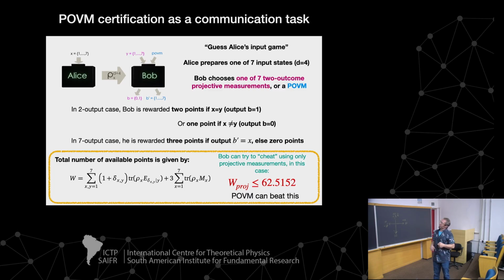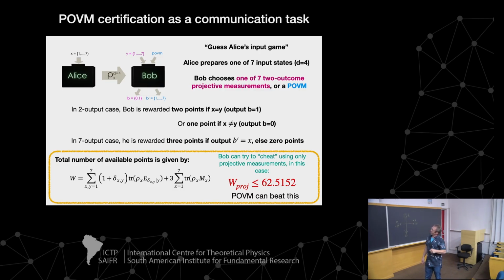Then you can say, okay, what's the total number of available points? You can create this score function, which depends on the probability of doing the projective measurement and the probability of doing the actual POVM measurement. And let's suppose Bob's trying to cheat. He's saying, I have the POVM, but he really doesn't have it. He's just saying he does and trying to reconstruct the results with projectors. You can do a bunch of optimization with semi-definite programming and so on, which is what was done with this score function. The details are not worth getting into. But you can show that the upper limit for this score function for projective measurements only is given by this weird-looking number here. And the point is that if you include the POVM measurement, you can obtain a score function that's larger.